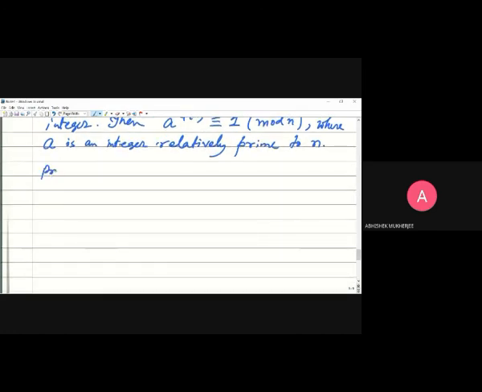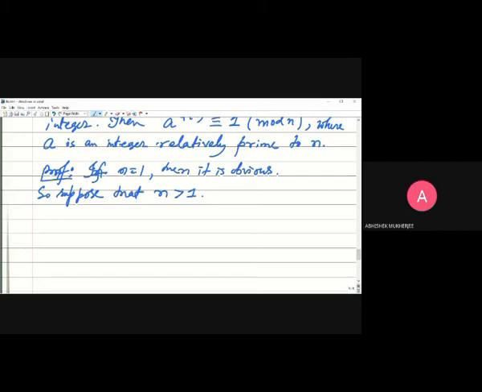So proof: if n is 1, then it is obvious. So suppose that n is greater than 1. Okay, n is greater than 1.